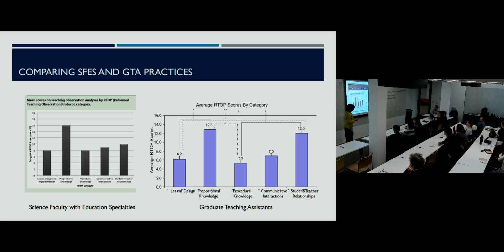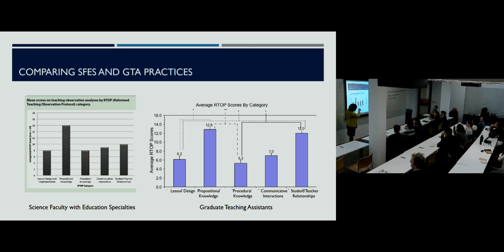So I also wanted to note that by doing this presentation, I noticed something. When I was looking at the graphs, I noticed that if you compare the science faculty of education and their profile on the RTOP, if you go by category, you actually see a similar pattern to my graduate teachers. I never even compared these before, but I just realized that. So this was a neat process for me.